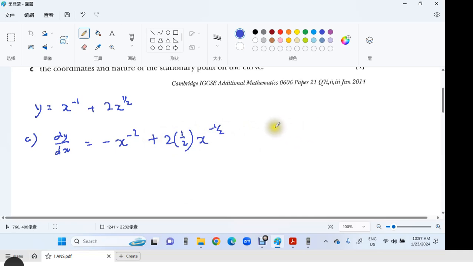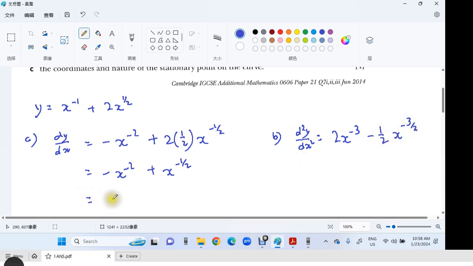And the second derivative d²y/dx² will be 2x^(-3). So this one is -x^(-2) + x^(-1/2), then minus 1/2 x^(-3/2). So this one will be -1/x².